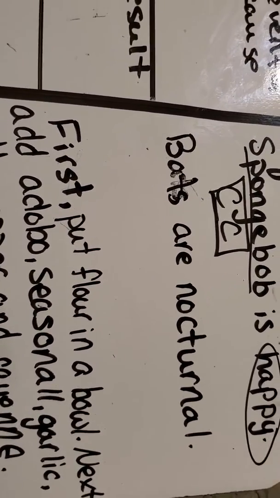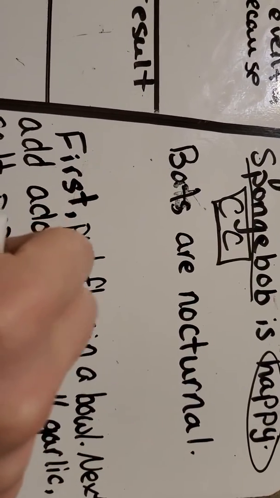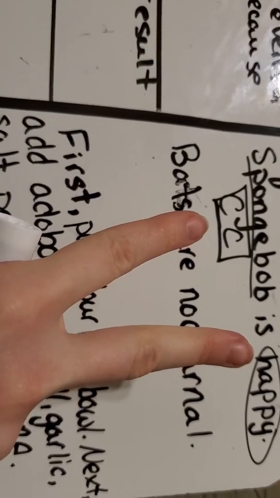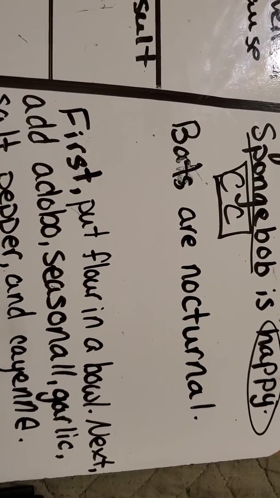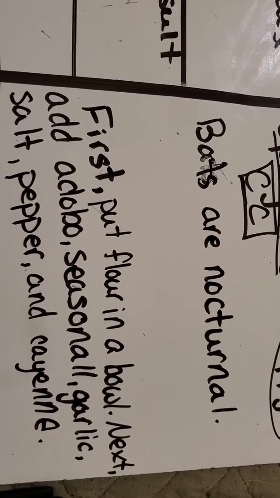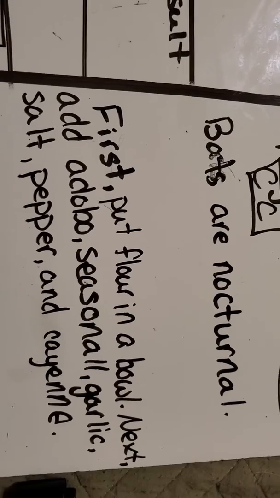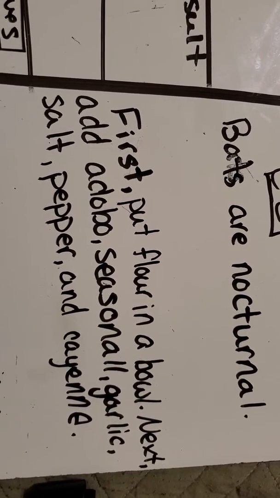Bats are nocturnal. Are we describing one thing? Are we comparing two things, how they're alike and different? Are we giving an order and sequence? Are we giving a chronological list of steps or procedures? Are we showing how something happens in time? Like first bats are nocturnal, then bats do this.